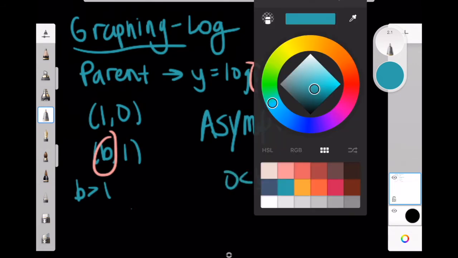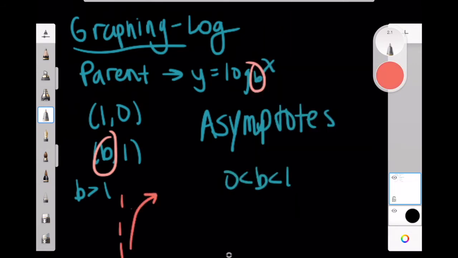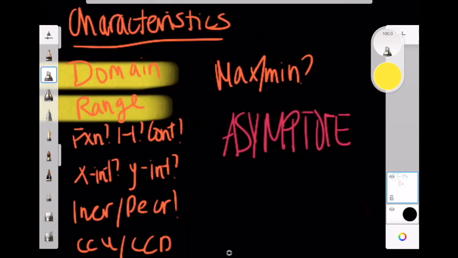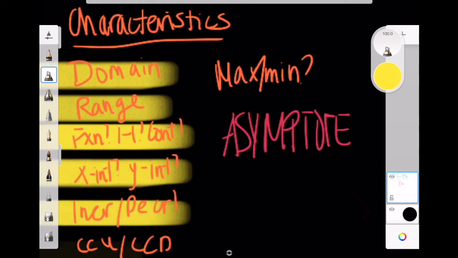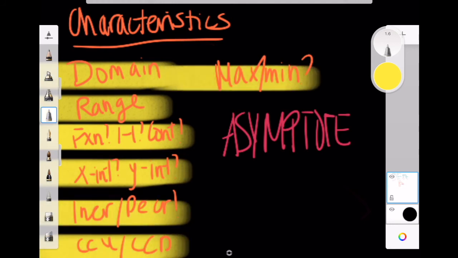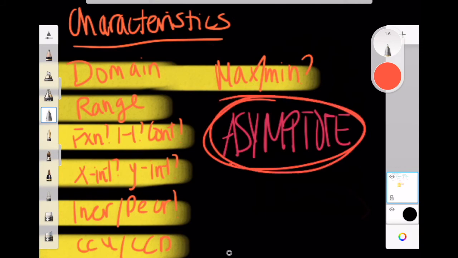So when b is greater than 1 and when b is in between 0 and 1, here are what the functions will graph like and the asymptotes. So the characteristics I've listed out here and highlighted are the ones that we've mainly been doing this whole year and always have listed out. The only special one for this unit, I would say, is probably the asymptotes.